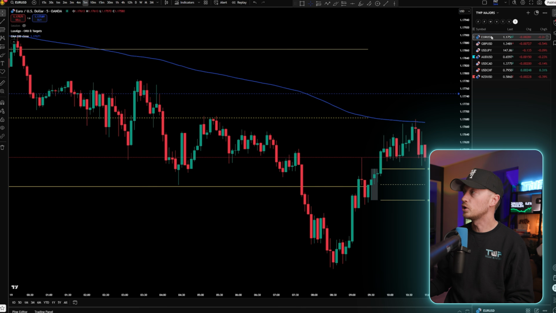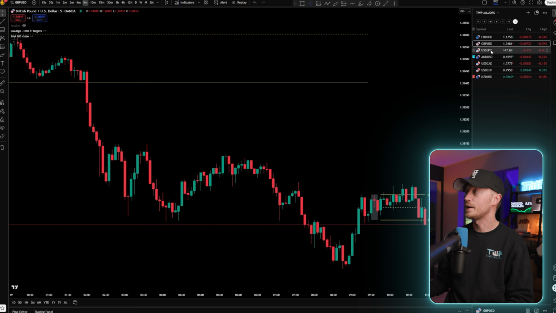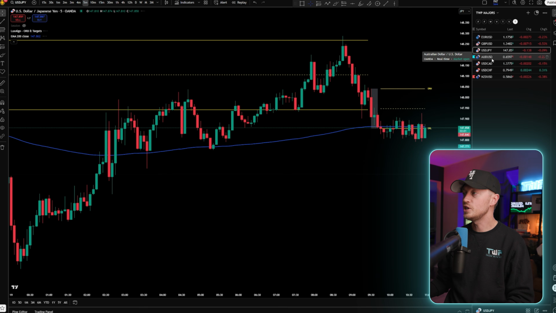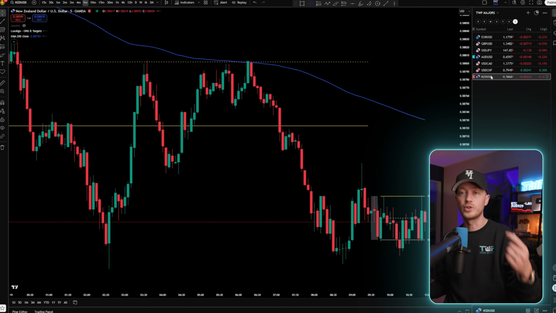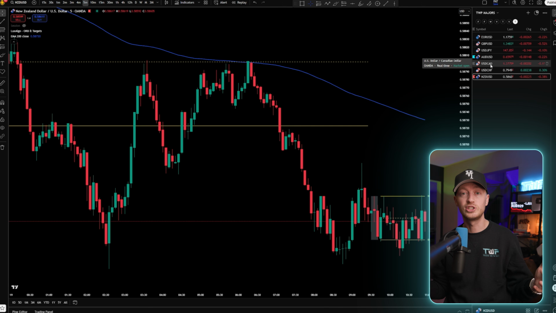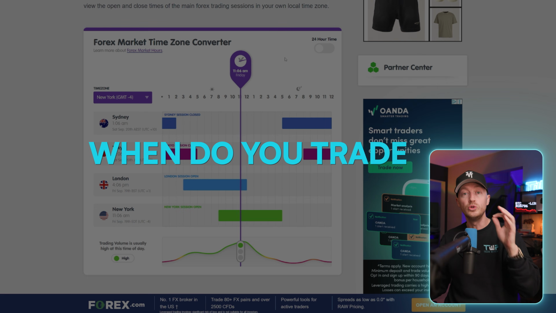Now, when you're trading, you could quickly go between these pairs by clicking on them and looking to see if there are trading opportunities on any of these pairs. And if there are, you can place trades. If there's not, you could just come back the next day or come back a few hours later when trade opportunities are available. Now we have to discuss, when do you trade?